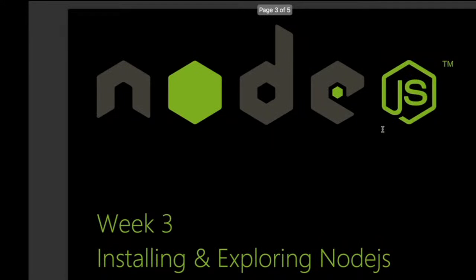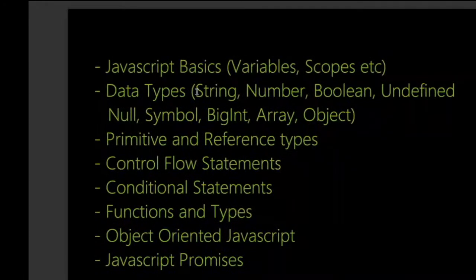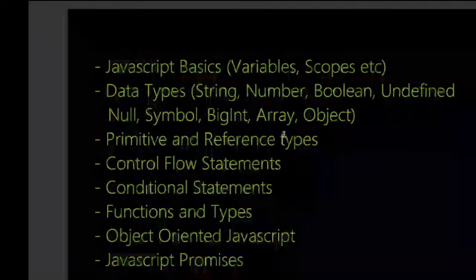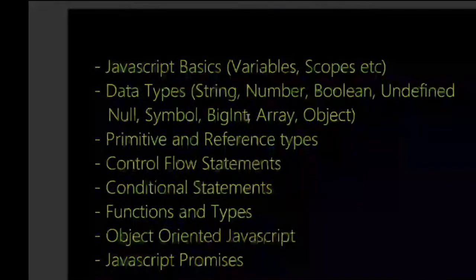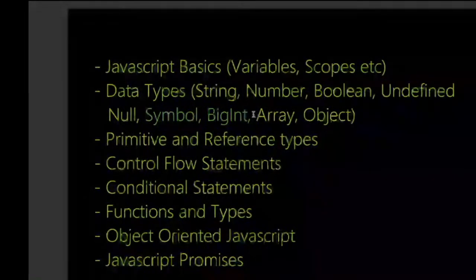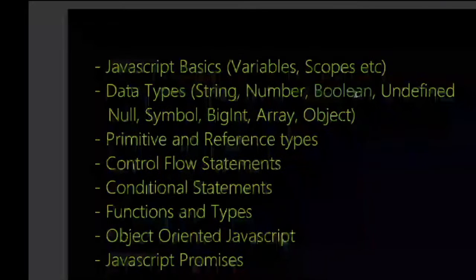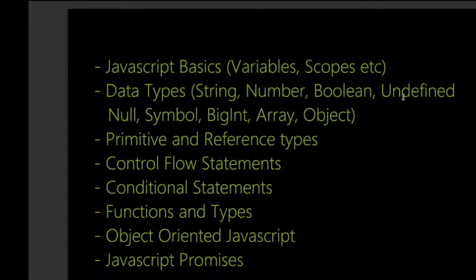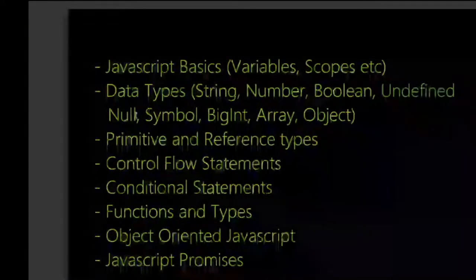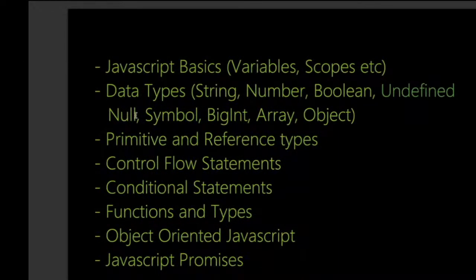Then data types. Of course, we have different types of data: string, numbers, boolean. Undefined is also regarded as a JavaScript data type. Null, symbol, BigInt, array, object. I won't even consider some of these as an option to explain at this point. I would focus more on array, object, string, number, boolean. Undefined is basically when something is not defined. Then null is when something is defined, but it has a null value. Okay, so these are the types.